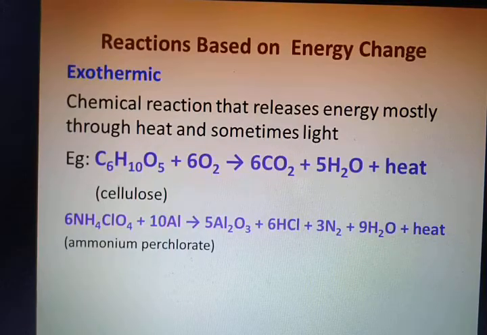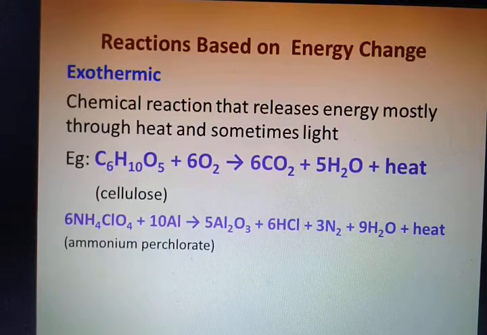That means when a reaction is taking place, you can feel that the container in which the reaction is going on is becoming pretty hot. That means a huge amount of heat is getting liberated out from the system. The reactants themselves are producing a lot of heat and releasing it, and hence the container in which the reaction is going on becomes hot.